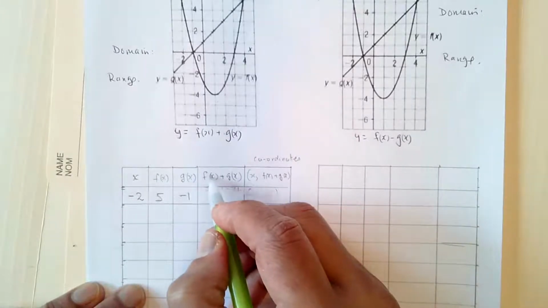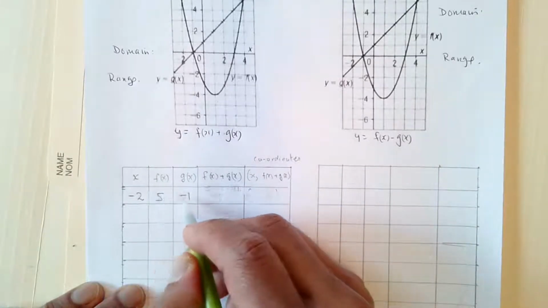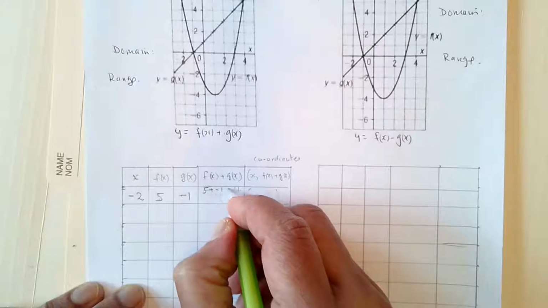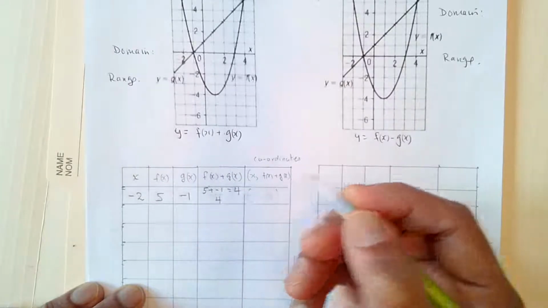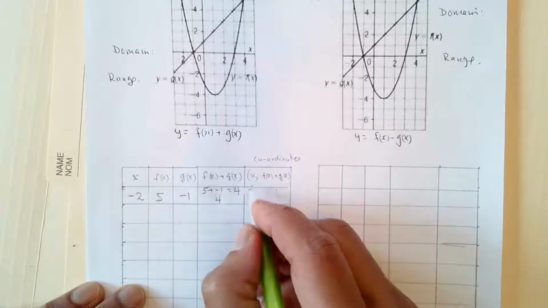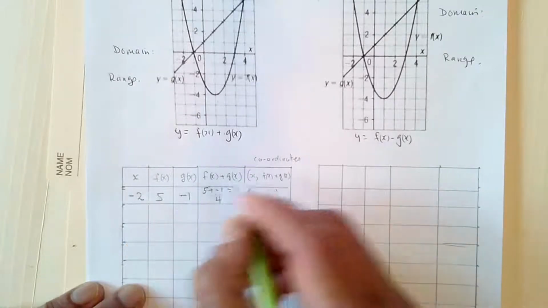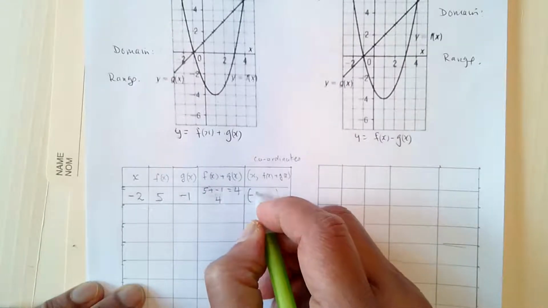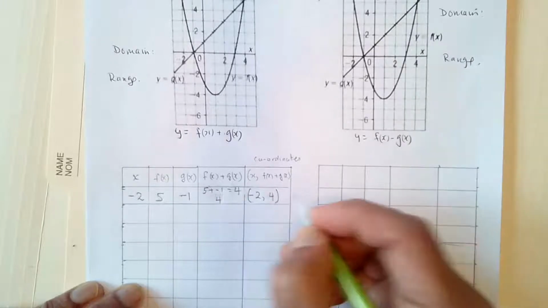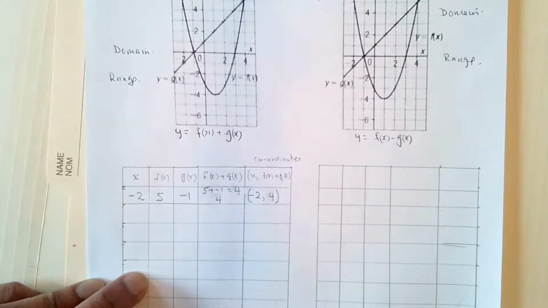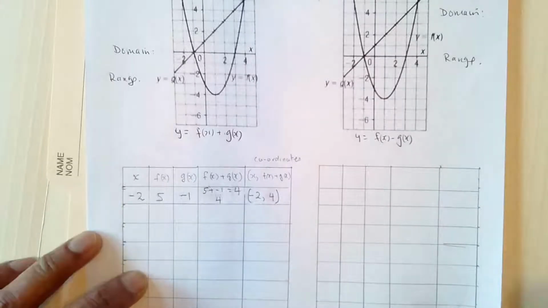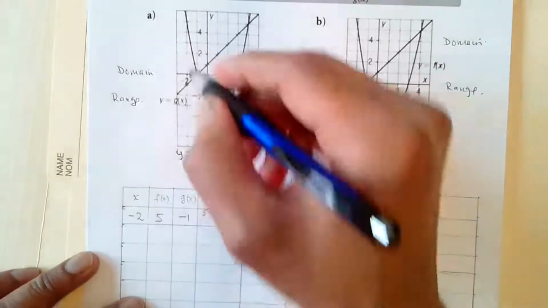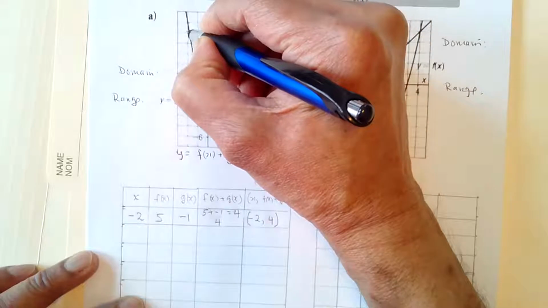So f of x plus g of x: f of x is 5 plus -1, which gives us 4. So our coordinates for f of x plus g of x would be x is -2, y is 4. We can plot that point right now to show you what it looks like, and I'll use a different color pen. So x is -2, y is 4 will be right here.